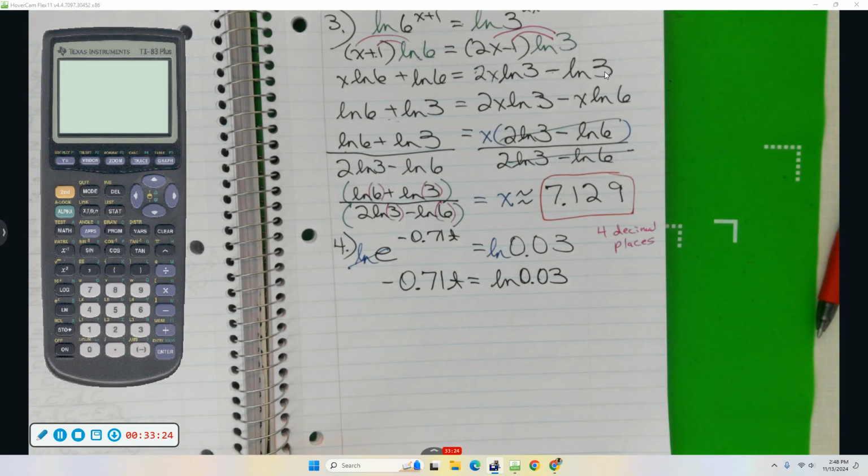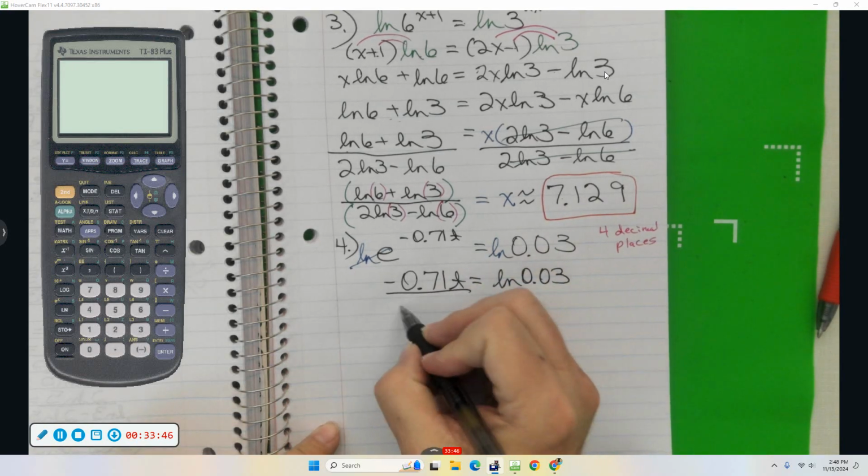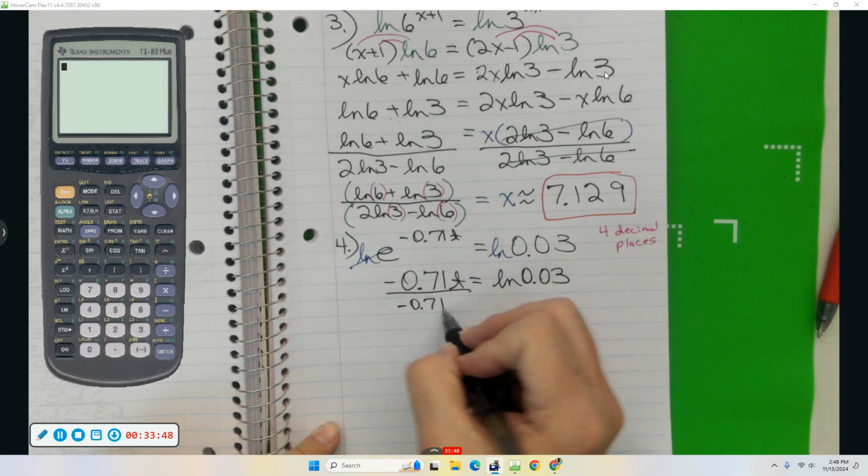What do we do to get t by itself? There's not multiple variable terms. We don't have to move the terms around. There's only one thing we need to do to get t by itself. Divide, that's negative 0.71 times t. To undo that times, I agree, you're going to have to divide.